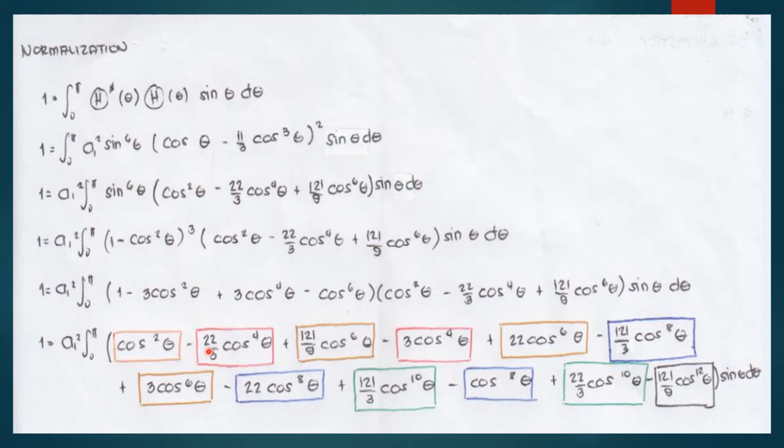squared minus 22 over 3 cosine theta to the fourth plus 121 over 9 cosine theta to the sixth minus 3 cosine theta raised to 4 plus 22 cosine theta raised to 6 minus 121 over 3 cosine theta raised to 8 plus 3 cosine theta raised to 6 minus 22 cosine theta raised to 8 plus 121 over 3 cosine theta raised to 10 minus cosine theta raised to 8 plus 22 over 3 times cosine theta raised to 10 minus 121 over 9 cosine theta raised to 12, closing parenthesis, sine theta d theta.